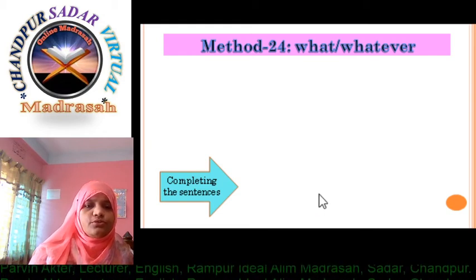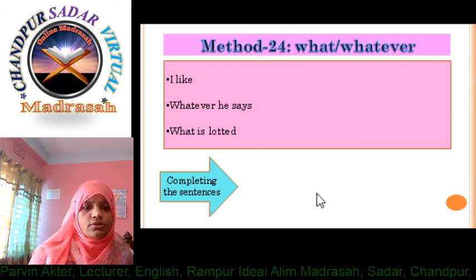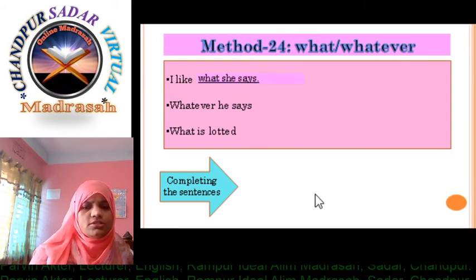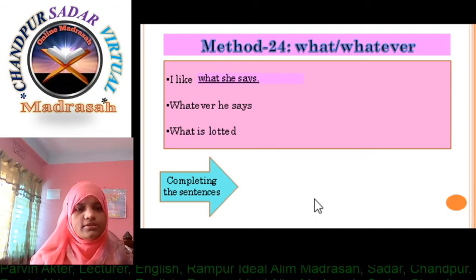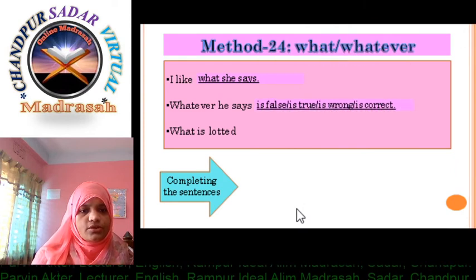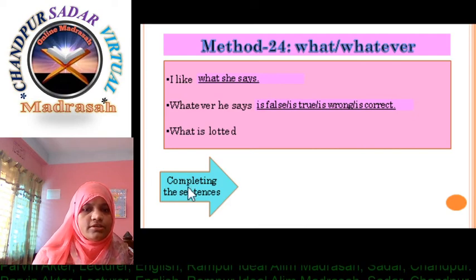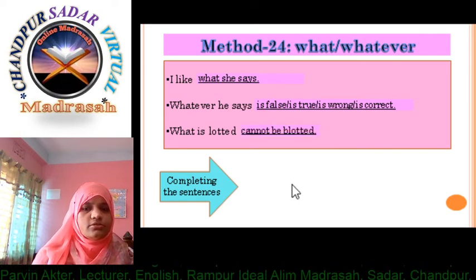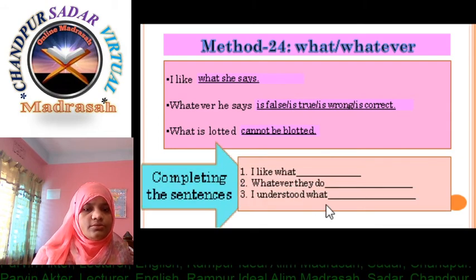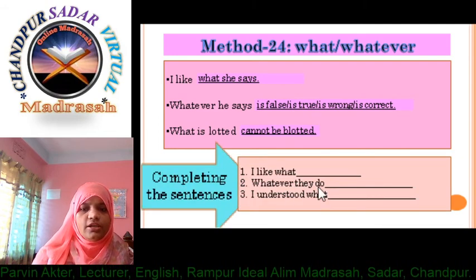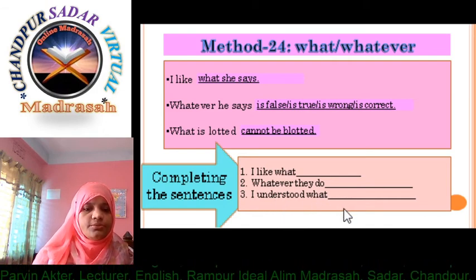Then method 24: what, whatever. First one, I like what she says. That means what she says, I like all his sayings, all his talkings. Whatever he says is false or true or wrong or correct. Complete the sentences: I like what? Whatever they do, I understood what. Clear?